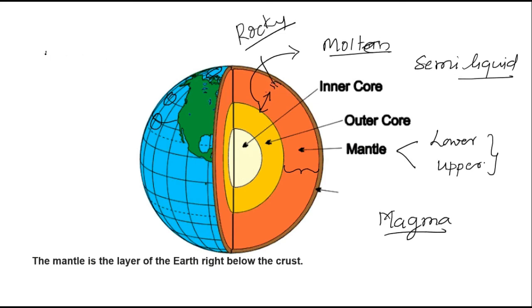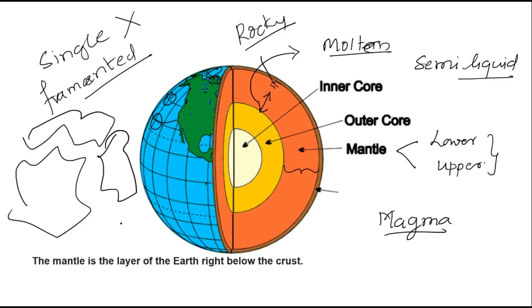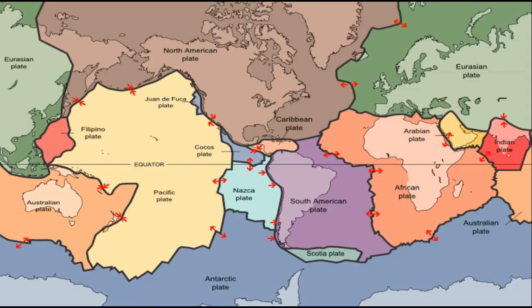But it is not a single rock. It's fragmented. And what do you mean by fragmented? It is broken. It is there in terms of pieces all over. And these pieces are called plates. These plates are named, right?